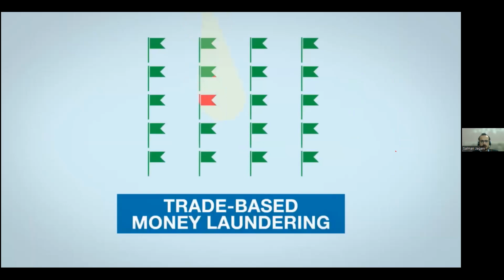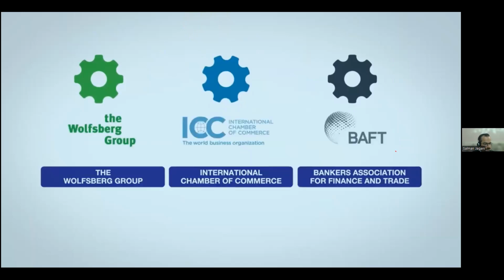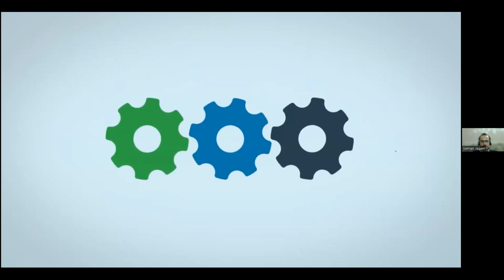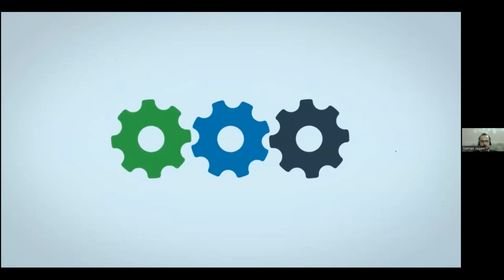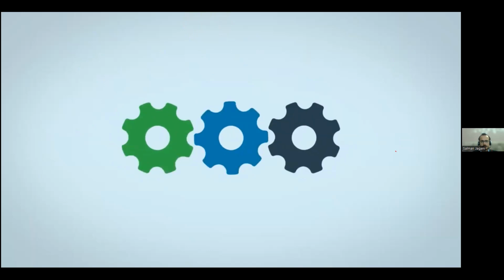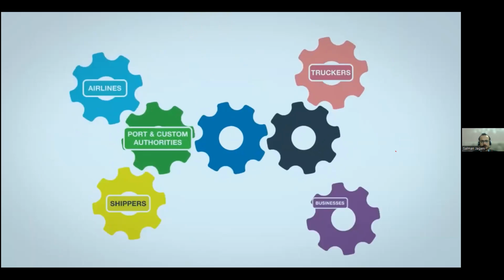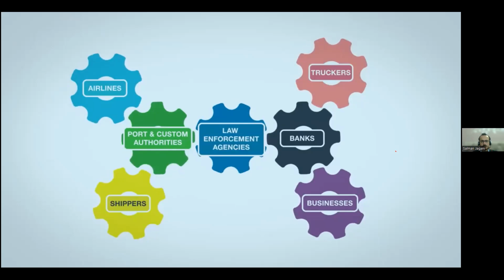But clearly, this isn't a problem banks can solve on their own. The Wolfsburg Group, the International Chamber of Commerce, and the Bankers Association for Finance and Trade made a number of recommendations in their 2017 Trade Finance Principles. One of these is to have greater collaboration between the private and public sectors. Let's think about what this new way of working could look like if all stakeholders, from shippers, airlines and truckers, port and customs authorities, to businesses, banks and law enforcement agencies, could find better ways of sharing information, then collectively they could do much more to disrupt these criminals.